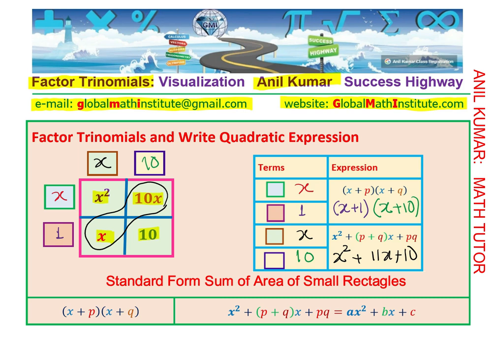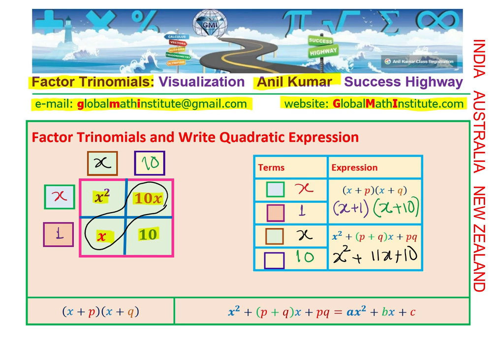11x plus 10. So think about it like a quadratic equation x squared plus 11x plus 10, which has been factored as x plus 1 times x plus 10. And these are the sides of a rectangle. I know it looks like a square, but it's actually a rectangle, a special rectangle, correct?